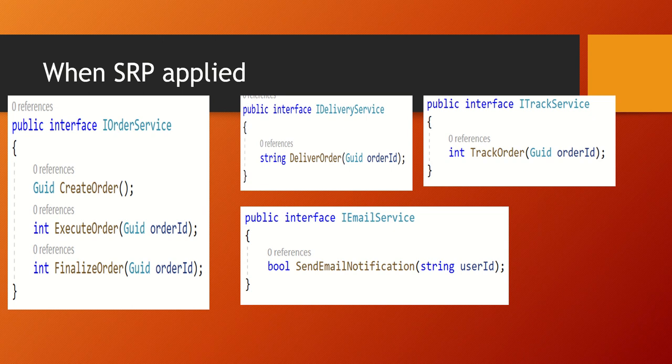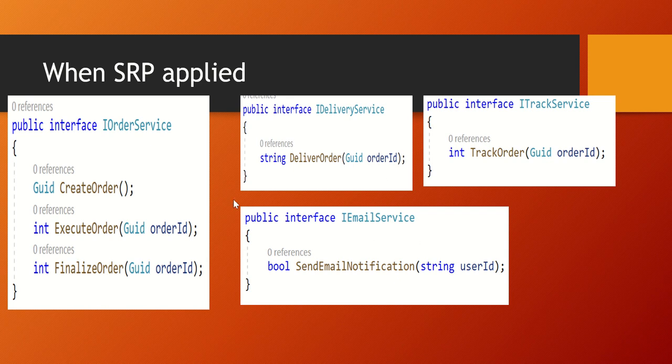So when I apply the single responsibility principle, look at the IOrderService contract, or the interface, now. The order service should only deal with order related functionalities. That is, create order, execute the order, and finalize the order. That's it. So the single responsibility of the IOrderService interface is to deal with the order related stuff. Nothing else. You should not deal with the delivery related stuff. You should not deal with the email related stuff. You should not deal with the tracking stuff, because tracking is a different functionality. Delivery is a different functionality. Email is a different functionality, right?